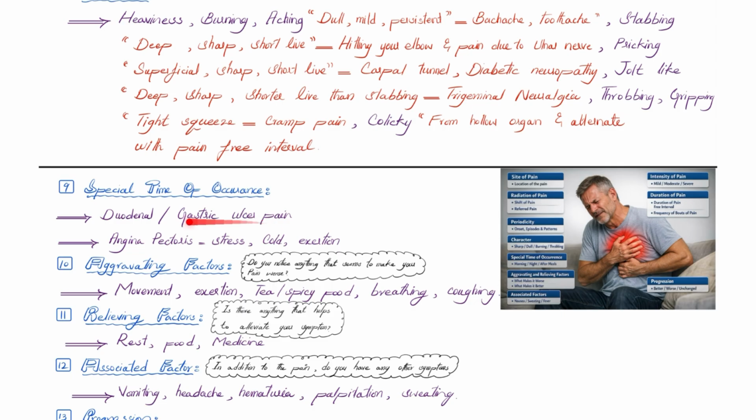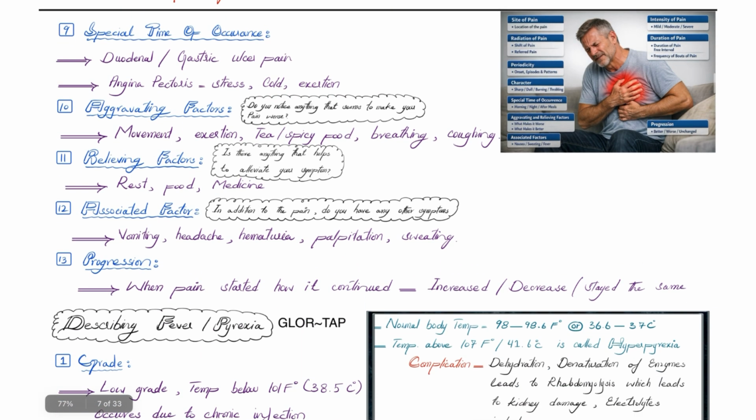Peptic ulcer pain starts immediately after ingestion of food when there is a release of acid. And duodenal ulcer pain starts hours after ingestion of food when there is gastric emptying. Or angina pectoris, which is initiated with stress, extreme cold, or exertion like climbing upstairs. Then ask about aggravating factors.